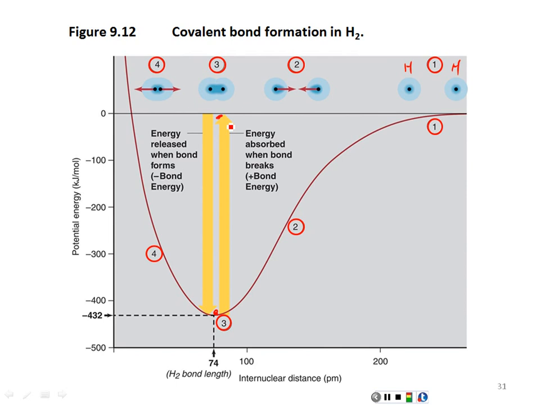And so this energy is absorbed when the bond breaks. It would need, in this case, 432 kilojoules per mole to break that bond. But when the bond forms, that much energy is released. So when two hydrogen atoms come together, they actually release 432 kilojoules of energy per mole.